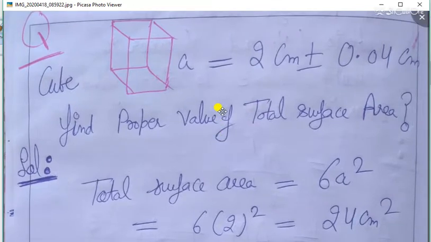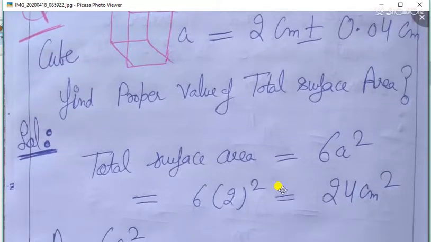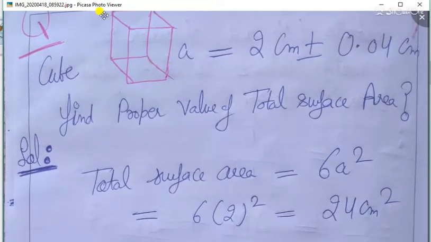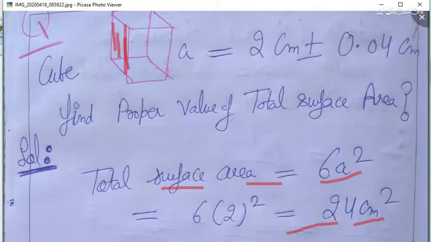So here a cube is given, and a is equal to 2 centimeter plus minus 0.04 centimeter. This is the side of the cube, and you have to find the proper value of the total surface area. Students, you know the total surface area of a cube: one side is a into a, so a square, and the total number of sides of a cube is 6, so the formula is 6a square. Then 6a square has the value 24. So this is the total surface area.